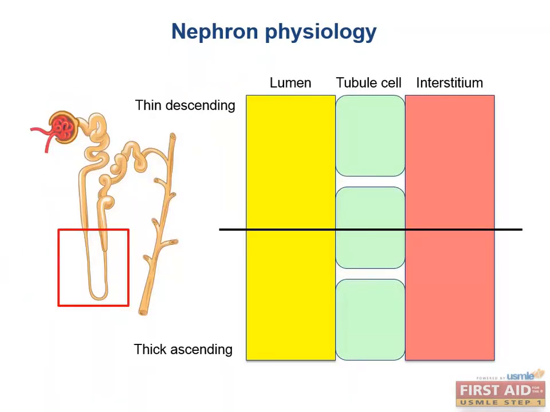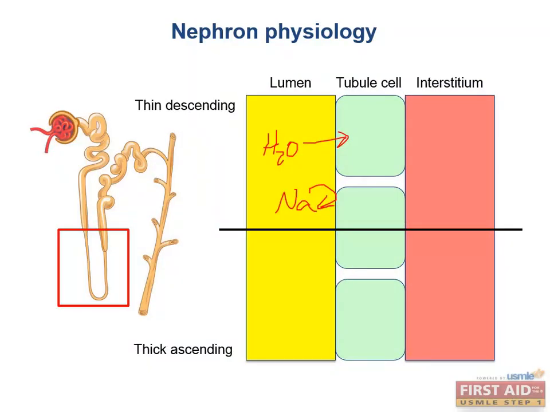Now let's look at the next section of the nephron, the loop of Henle, both the thin descending limb and the thick ascending limb. In the thin descending loop of Henle, we have passive reabsorption of H2O, and this section is actually impermeable to sodium. So what is this going to do to the concentration of the filtrate? It's going to increase the concentration of the filtrate.